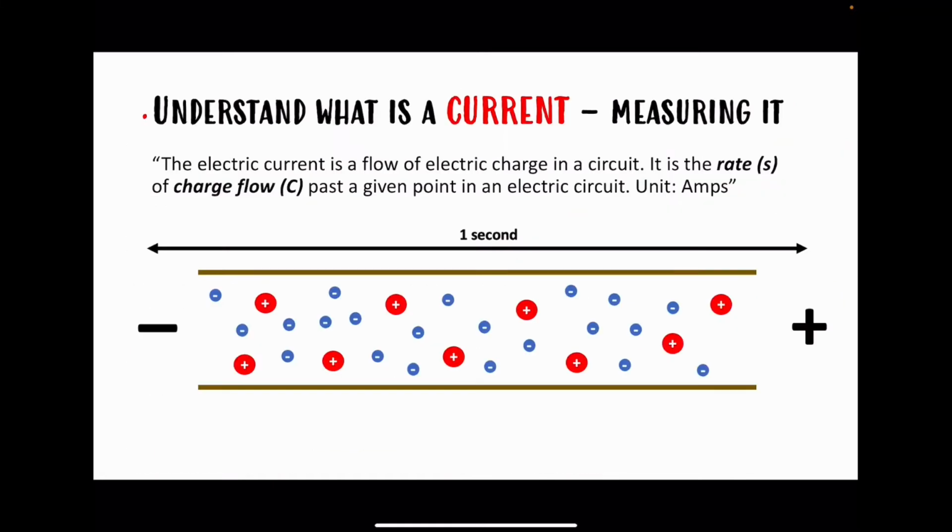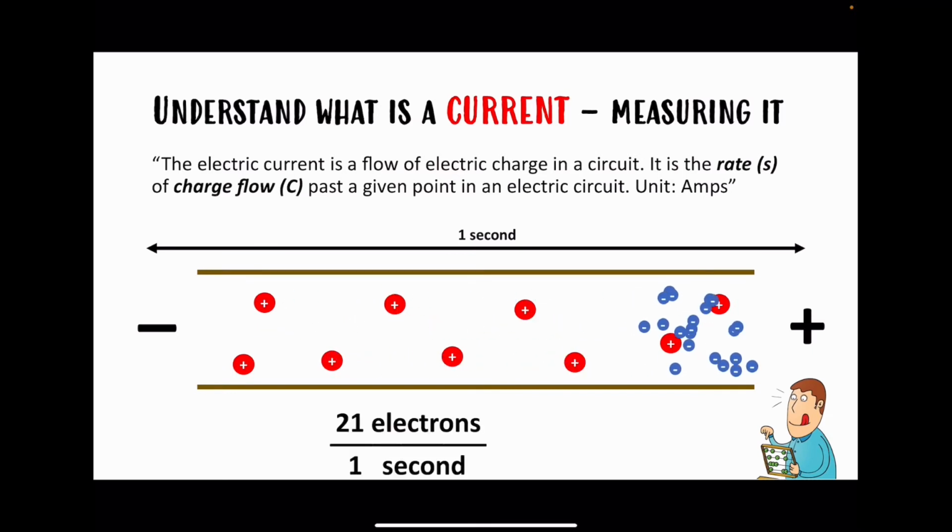All right, now let's see how we can measure the current. The current is, by definition, the rate in seconds of charge flow in Coulomb past a given point in an electric circuit. Just like we're familiar with the idea that if we want to measure a wave frequency, we would count how many waves, crest and trough, are going each second. In electricity, we measure the current as the flow of electric charge, the electrons, each second. It's the rate. So if we want to count here how many electrons are flowing, we would count around 21 electrons going each second through the section of the wire.